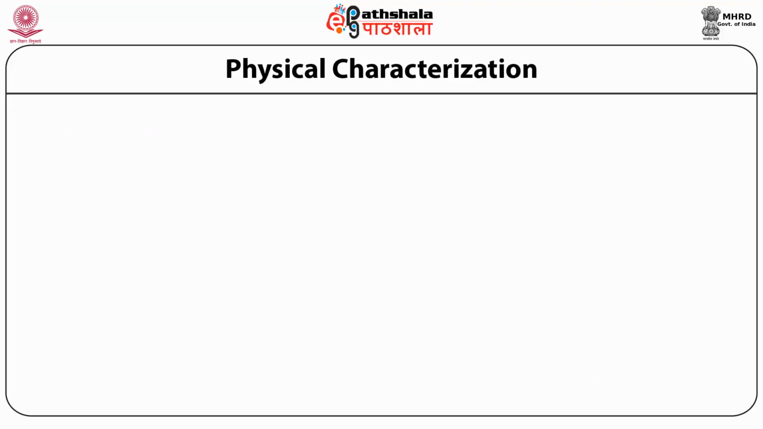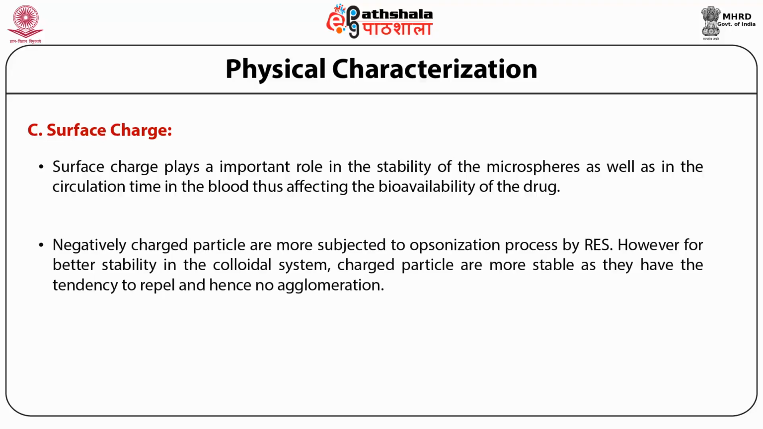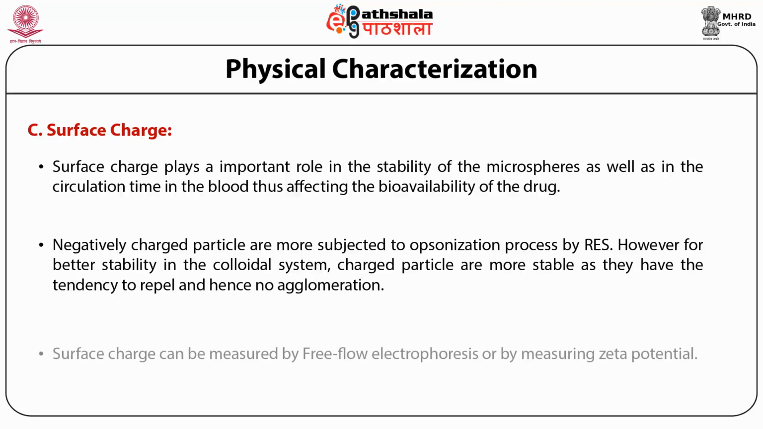Physical characterization. Next parameter is surface charge. Surface charge plays an important role in the stability of the microspheres as well as in the circulation time in the blood, thus affecting the bioavailability of the drug. Negatively charged particles are more subjected to the opsonization process by the RES system of the body. However, for better stability in a colloidal system, charged particles are more stable as they have the tendency to repel, and hence no agglomeration occurs. Surface charge can be measured by free flow electrophoresis or by measuring zeta potential.